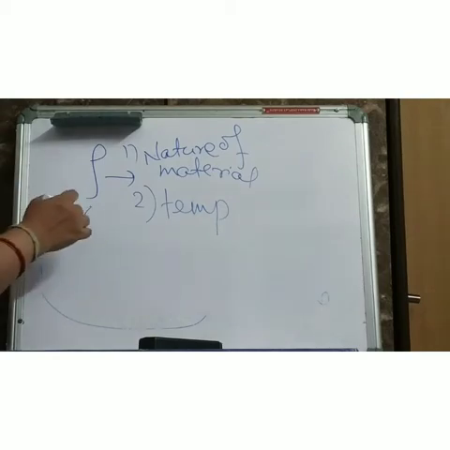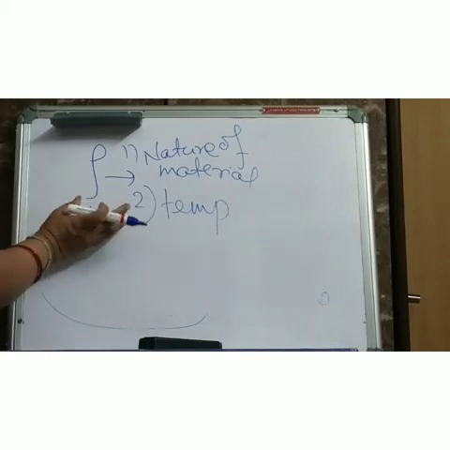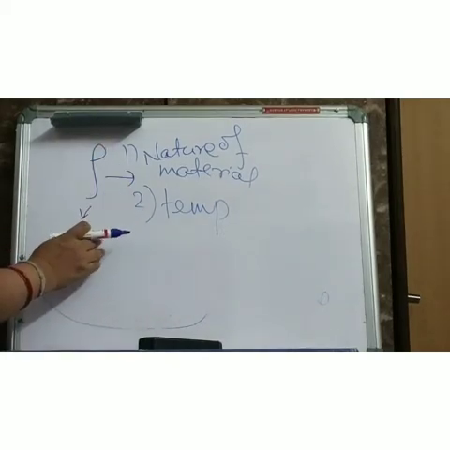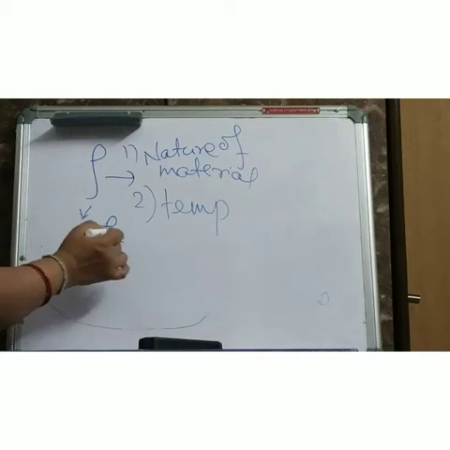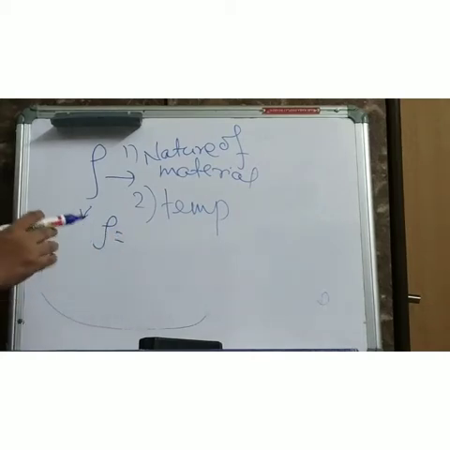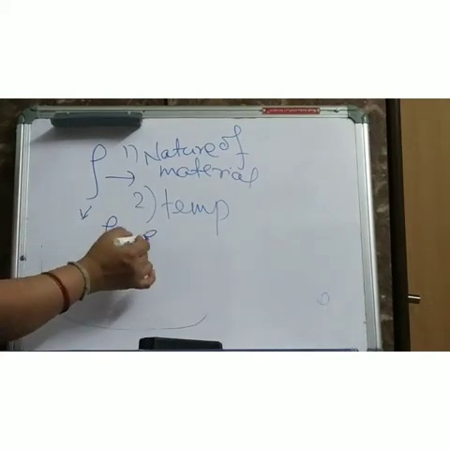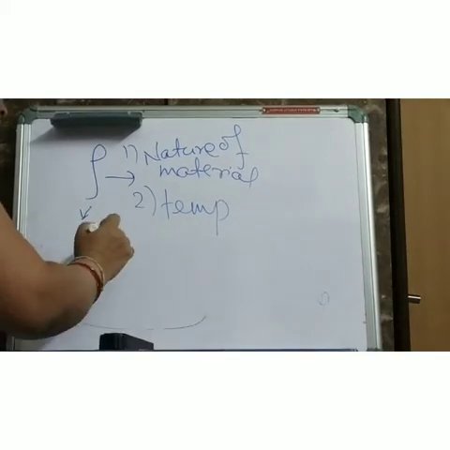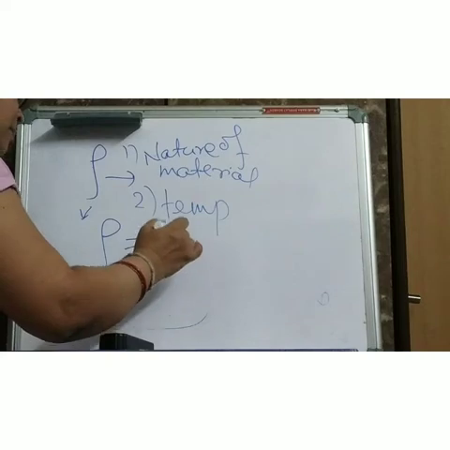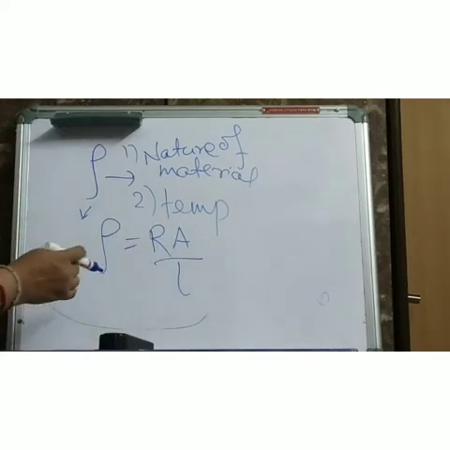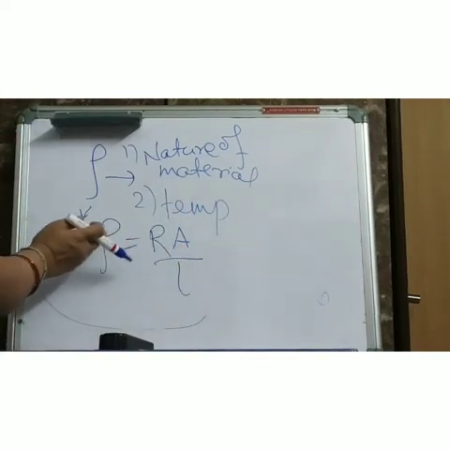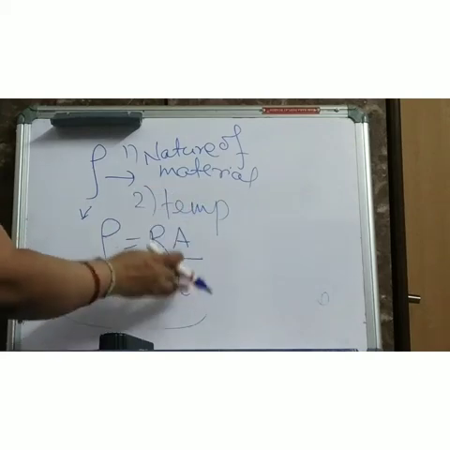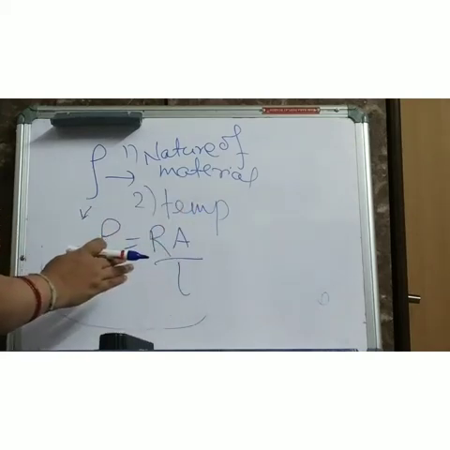This rho doesn't depend on the shape and size of the conductor. What is the formula of rho? Formula of rho is RA by L. So you might say it depends on area of cross section and length. No, it will not depend.